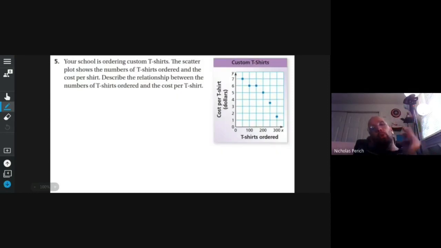Your school is ordering custom t-shirts. The scatter plot shows the number of t-shirts ordered and the cost per shirt. Describe the relationship between the number of t-shirts ordered and the cost per shirt. Well, we have ourselves a negative correlation. So I'll say that, but that's a bit lazy.